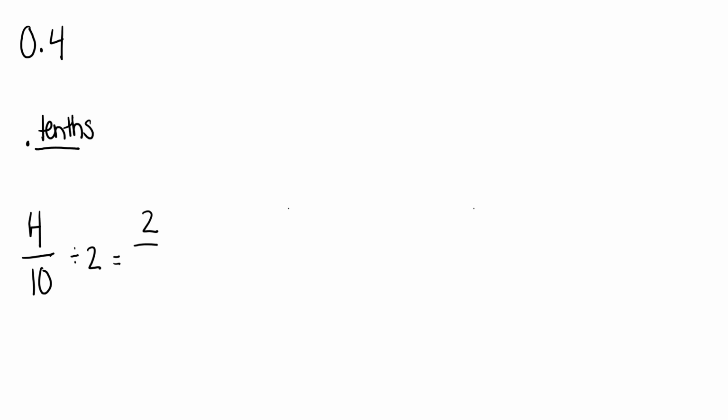For our last problem, we have the decimal 0.4. The 4 is in the tenths place. So we write our fraction as 4 over 10. Both of those numbers are even, so we can divide by 2. 4 divided by 2 is 2. 10 divided by 2 is 5. And so 2/5 is our final simplified fraction.